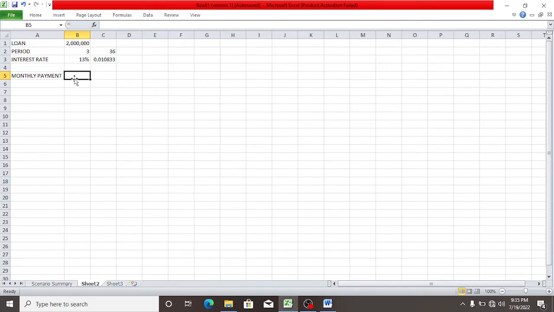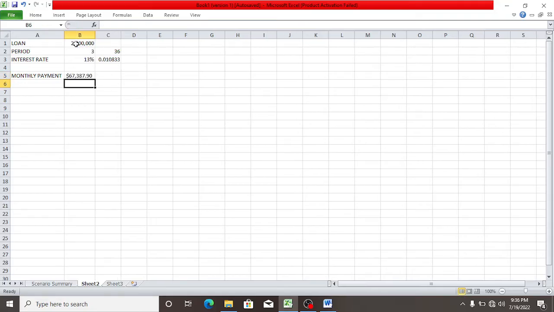Any formula in Excel must begin with an equal sign. PMT. Okay. Then this is the format of PMT: rate. Let's take the monthly interest rate. I put a comma. Then the number of periods, it is 36. Okay. Present value, the amount of the loan is going to be reducing, so I'm going to put a negative 2 million. Then I press enter.